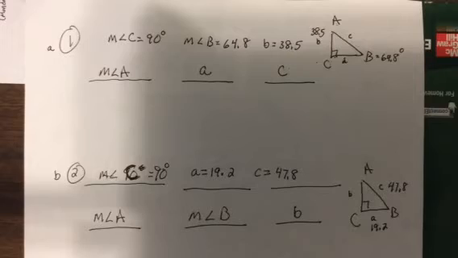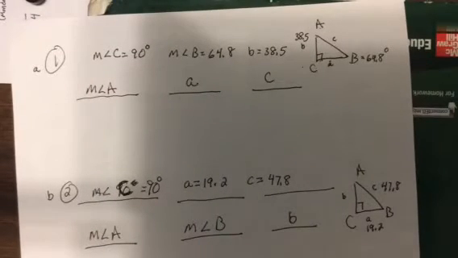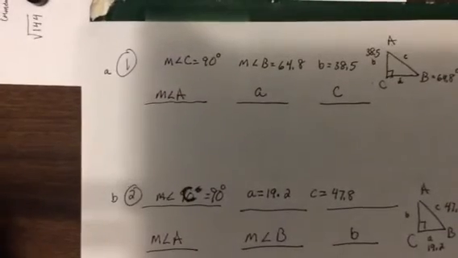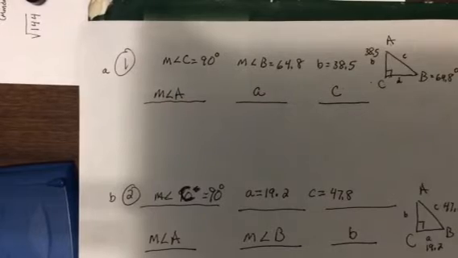90 minus 64.8. My calculator's dying. What is going on here? Why is this not working? 90 minus 64.8. And I get... Oh, I see. I can't read it. It just died. Oh, life is good. Life is great. I'd like to eat a big old cake.